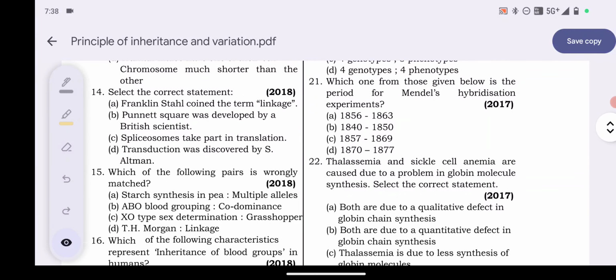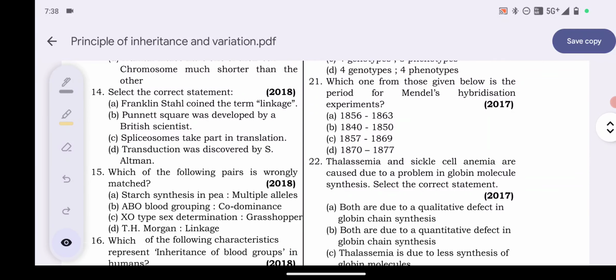Thalassemia and sickle cell anemia are caused due to a problem in globin molecule synthesis. Select the correct statement. Option A, both are due to a qualitative defect in globin chain synthesis. Option B, both are due to quantitative defect in globin chain synthesis. Option C, thalassemia is due to less synthesis of globin molecules. And option D, sickle cell anemia is due to a quantitative problem of globin molecules. So here you have to find out the correct statement, and the correct statement is option C. Thalassemia is due to less synthesis of globin molecules.